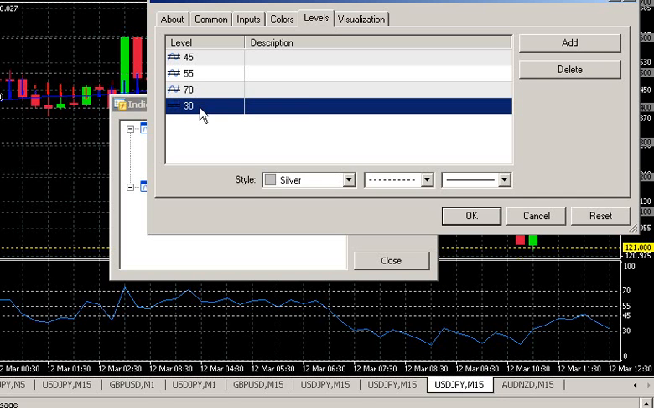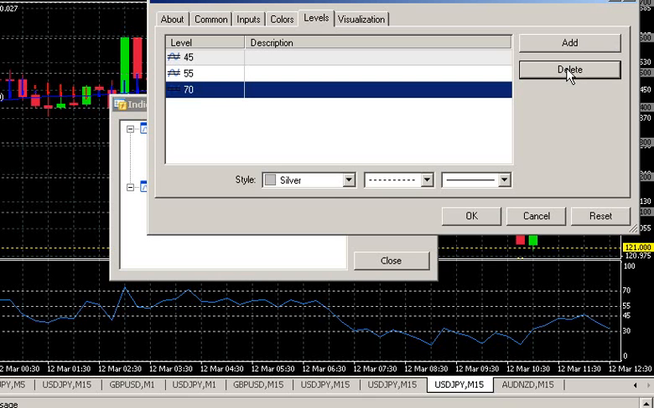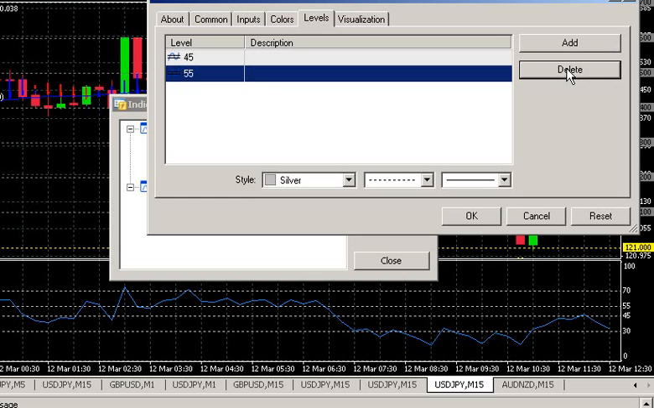Going to go in here to the levels, and what we're going to do is remove our 30 level. We're also going to remove our 70 level. And we're done.